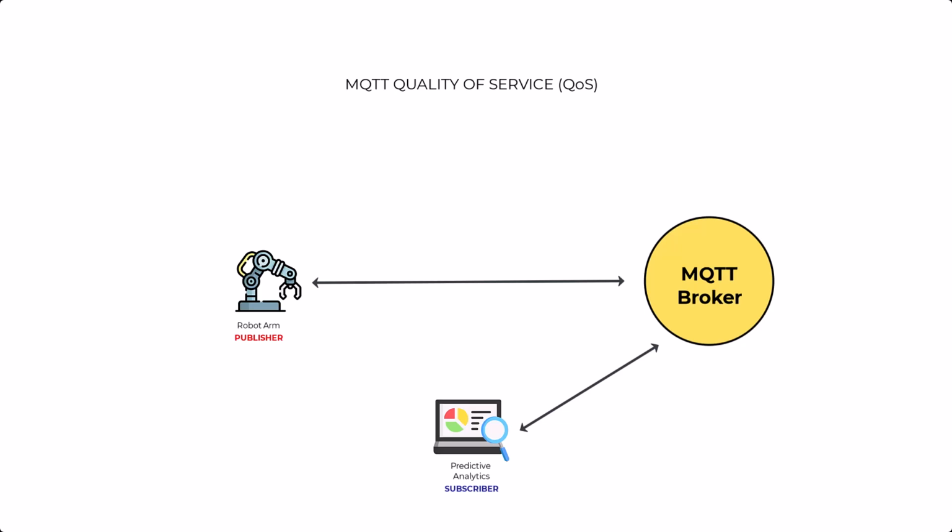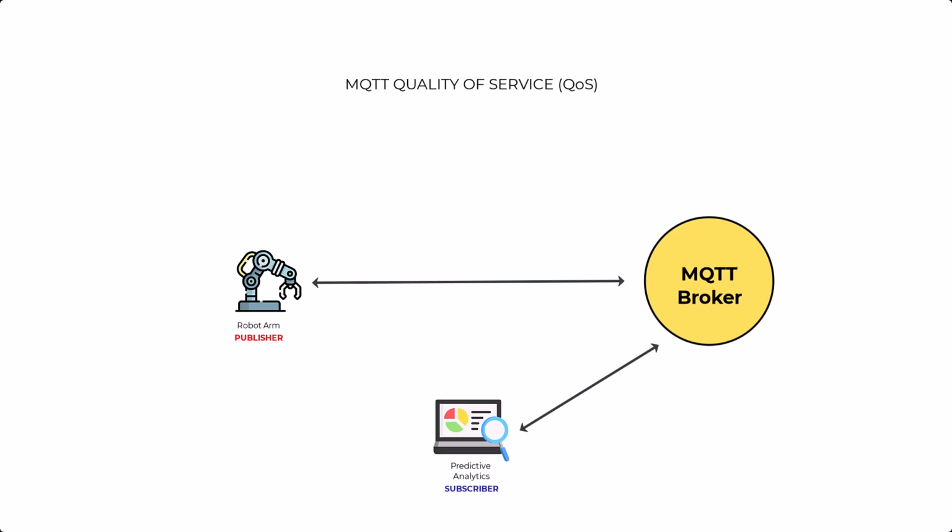Now, when building a connected solution, one of the most important capabilities you would expect from a communication protocol is some form of guarantee of message delivery. Specifically with MQTT, consider if a robotic arm on the factory floor sends a message to the MQTT broker. Does it receive an acknowledgement that the message was received so that it can retransmit the message if it was not successfully delivered?